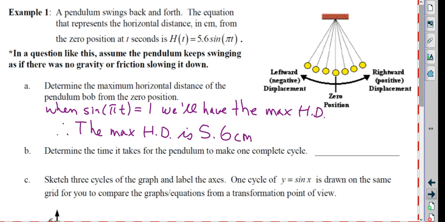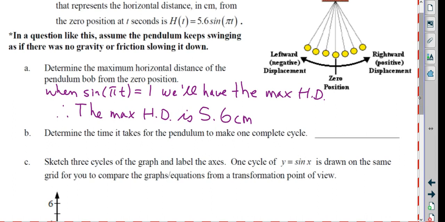Especially if you ever rewrite this next year for some reason. If you decide, hey, I want another crack at the diploma, then there'll be written response on there, right? And then leaving off centimeters is probably going to cost you. Determine the time it takes for the pendulum to make one complete cycle. Okay, so what's one complete cycle?